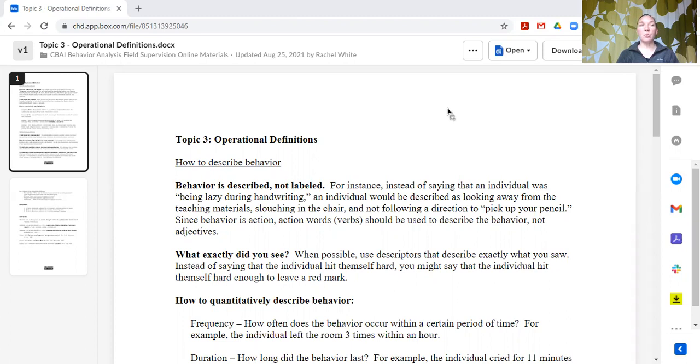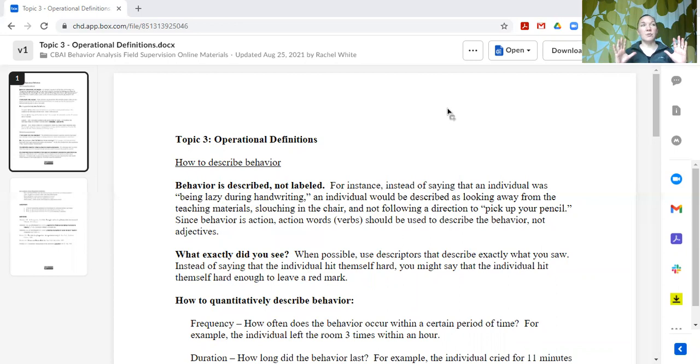We want to make sure we're describing exactly what we saw and not placing any inferences or subjective criteria. So instead of saying that an individual hit themselves hard, we might say that they hit themselves hard enough to leave a red mark or hard enough to be heard from a distance of more than 15 feet. You need to describe exactly what could be observed.